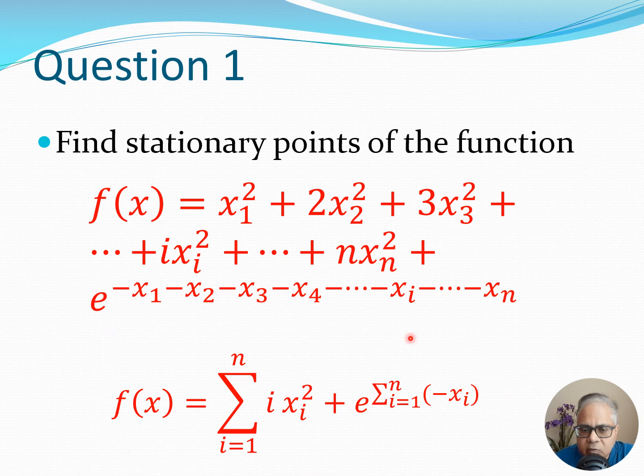Now if you are somebody who likes to think of things in terms of summation signs, then you can write this function in a more compact form. So we can say sigma i is 1 to n of i xi square plus e to the power sigma i is 1 to n of minus xi. And then if we expand this particular function out, we are going to get the function we have written here. So now the question is to find the stationary points of this function. So let's try to do that.